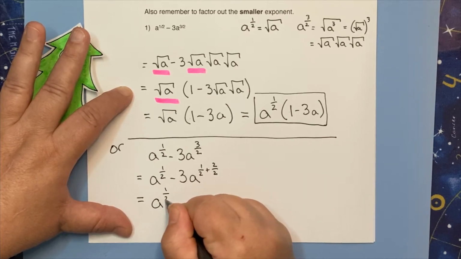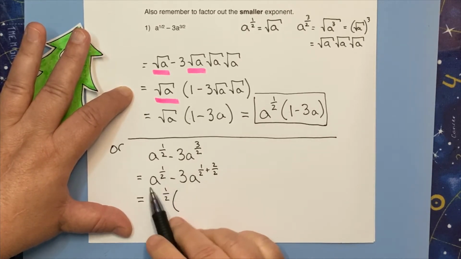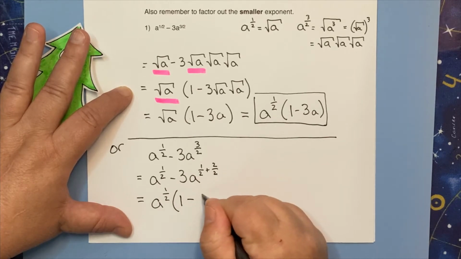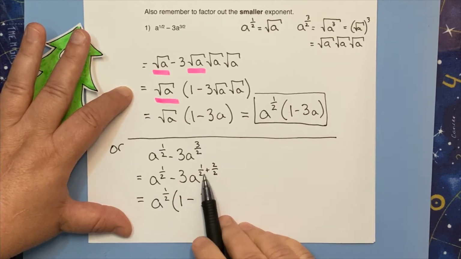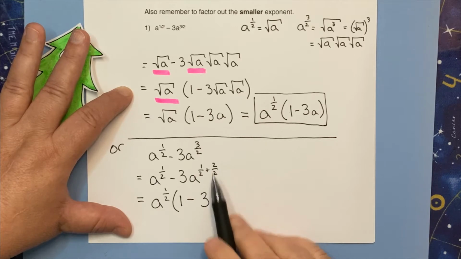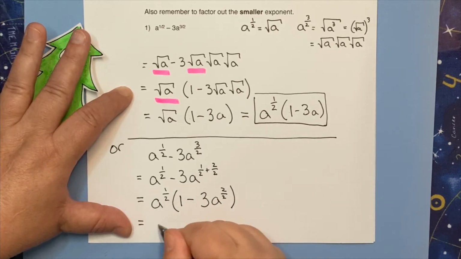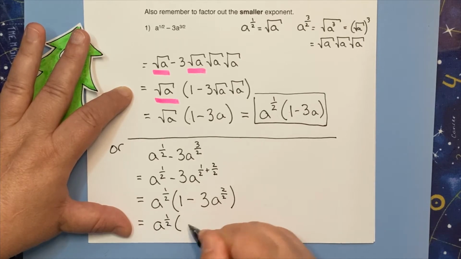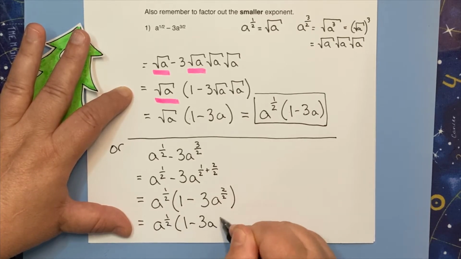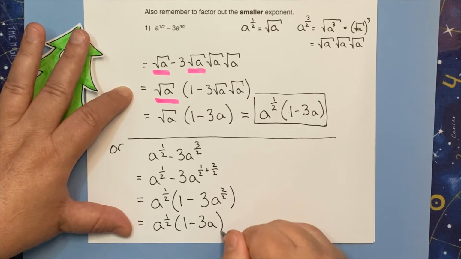A to the 1/2. That leaves 1 here, minus 3. Now I'm going to pull out a to the 1/2, so I'm left with the a to the 2 halves. And that's equal to a to the 1/2 times 1 minus 3a. And that's just 1, so I'm done.